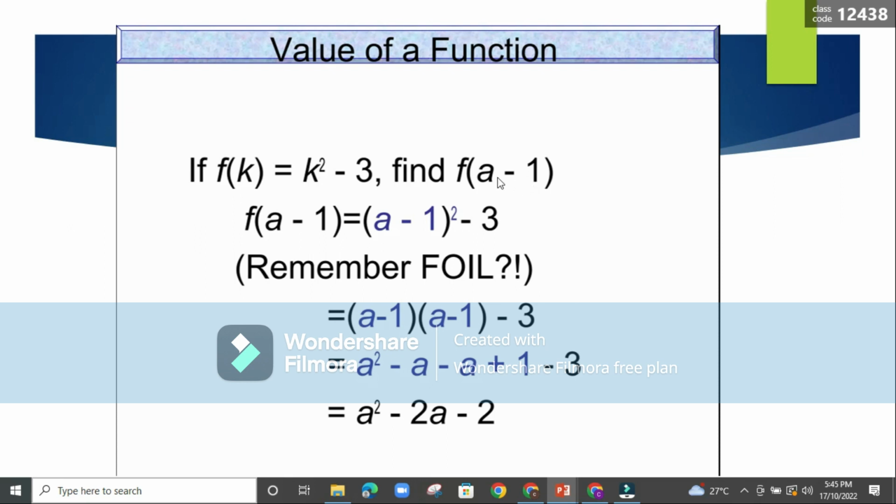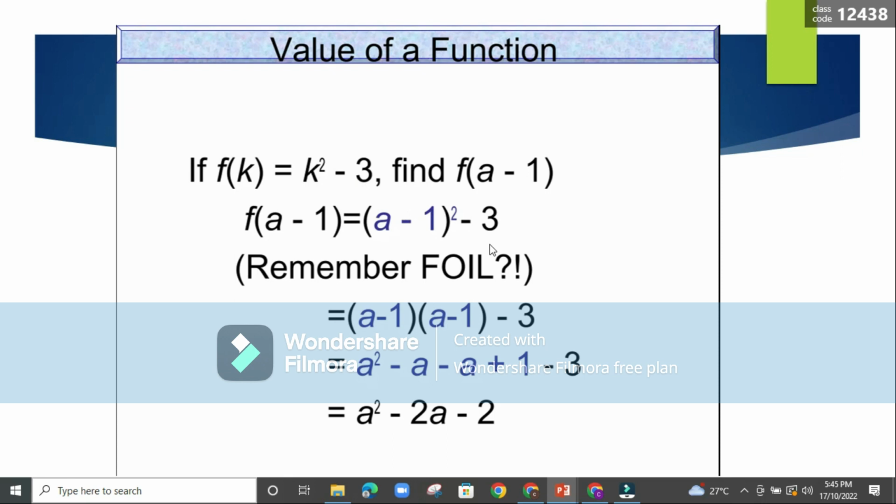So as you've noticed, we're dealing with a binomial. We are going to replace k with a binomial a minus 1. So the input is a minus 1. So you have f of a minus 1 is equal to k squared. You have a minus 1 quantity squared, copy minus 3.